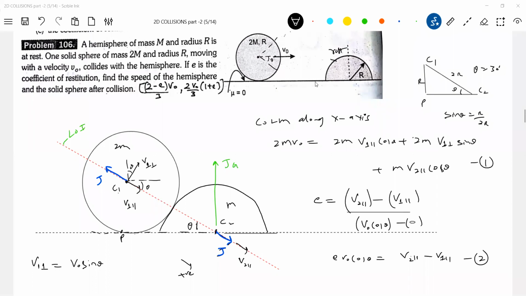Sir, E in the denominator, for the equation of E, sir, we should take V naught, no, sir? Line of impact is along the x-axis? Line of impact, how is the red color line, are you not seeing? The line of impact should be along the common normal, no? Am I right? The line of impact should be along the common normal.